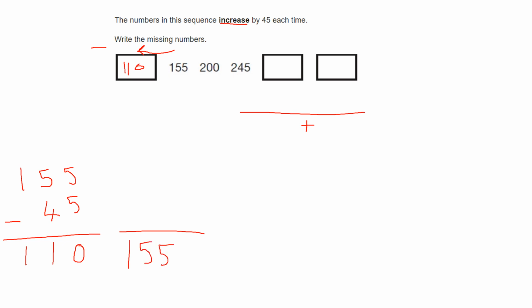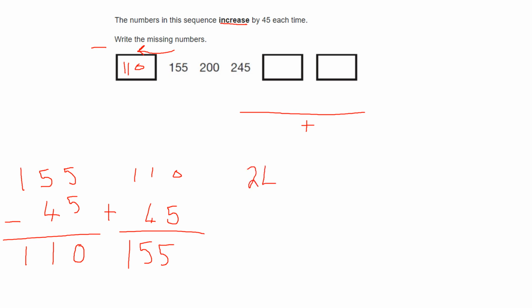And I'm going to do the inverse of subtraction. I'm going to do an addition. So I'm going to do 110 and I'm going to add 45 because the question asks me to increase by 45 each time. 0 add 5 is 5. 1 add 4 is 5. 1 add nothing is 1. So I was right. This time I've got 245.